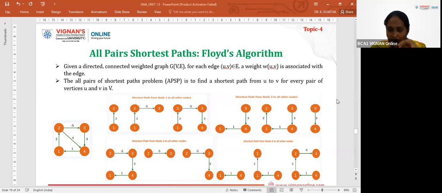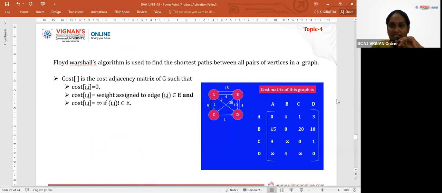Now, how can Floyd's algorithm be used to find the shortest path? That we need to know. The Floyd-Warshall algorithm is used to find the shortest path between all pairs of vertices. Here, first we need to write the adjacency matrix. In the case of the all-pairs shortest path problem, we need to use the cost adjacency matrix since each edge is assigned some weight. I hope that you know the difference between the adjacency matrix and the cost adjacency matrix.